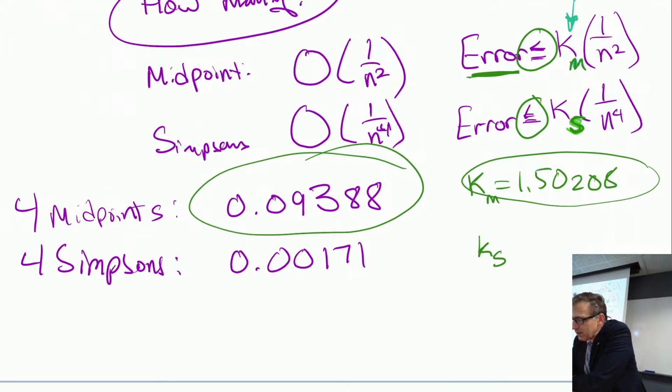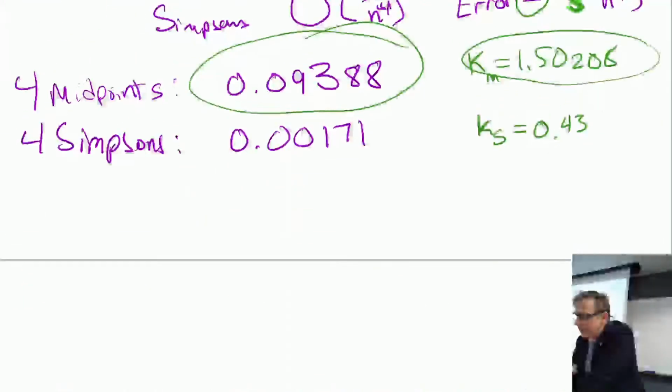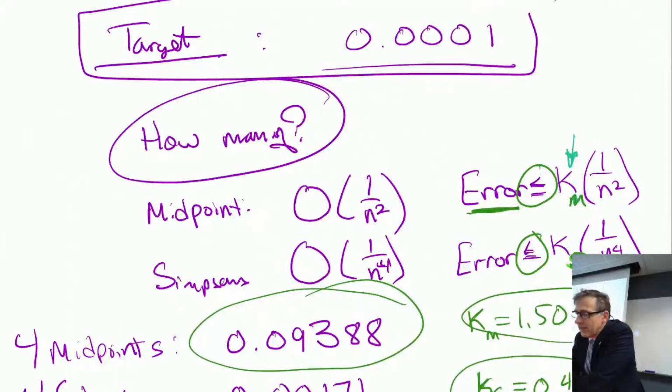Did anyone get a similar K from Simpson's rule that wants to share it? Yeah, what did you get, Alyssa? 0.43. Notice that that is much closer to our single Simpson's rule, what was it, 3.6? So 4.3, pretty close. This is, once again, just going to be a good guess, but we're going to see how close we are in just a minute.